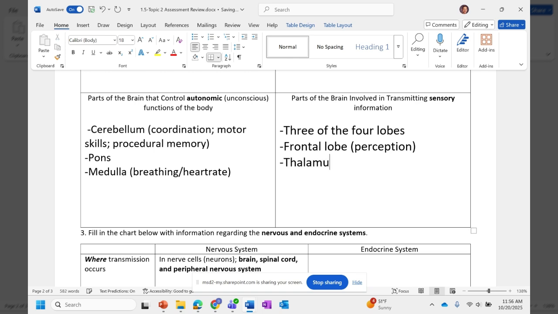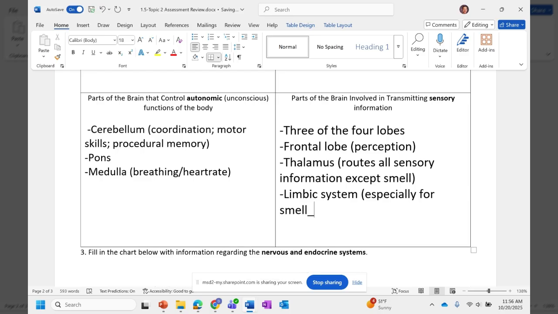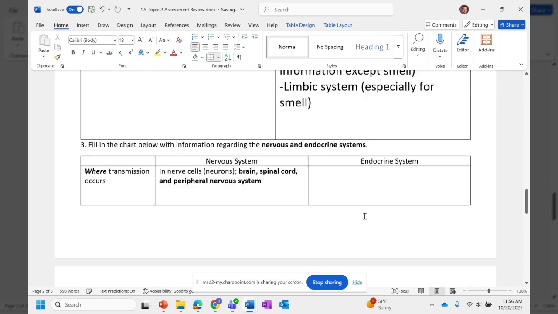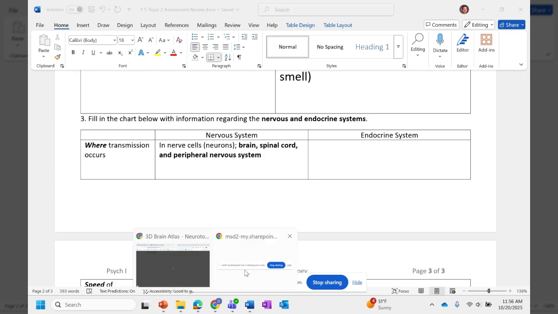The thalamus routes all sensory information except smell. The hippocampus and amygdala are related to smell, but we could use the limbic system, especially for smell. Okay, so that's kind of what we're looking for there. But remember, like I say, the thalamus is the highway of the senses. It gets routed to the different roads it's supposed to go on based on that. Okay, here I kind of try to fill in some things so that it could help you a little bit.